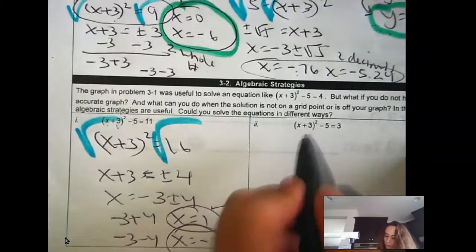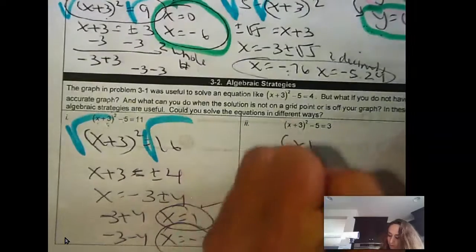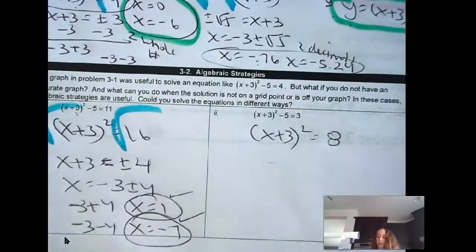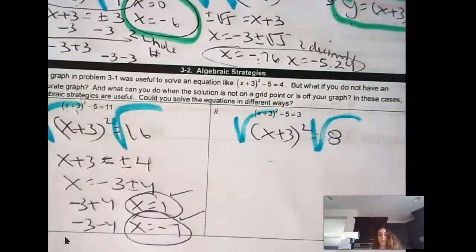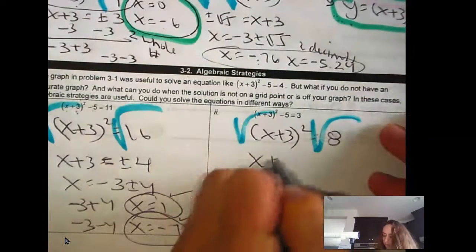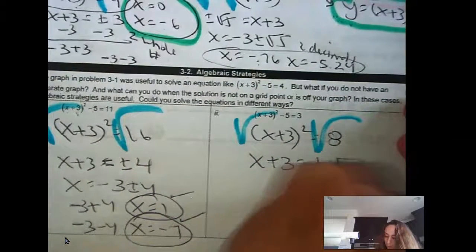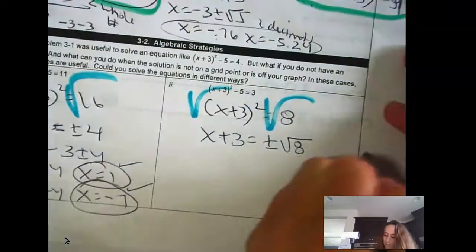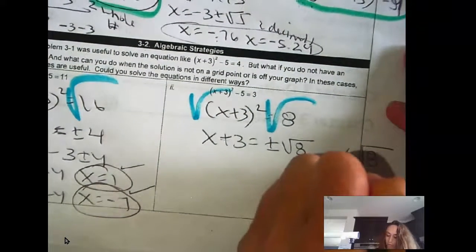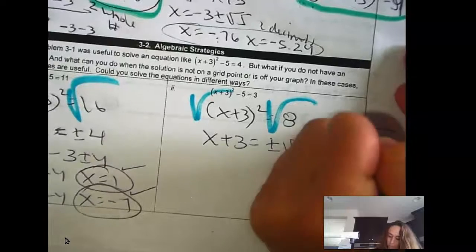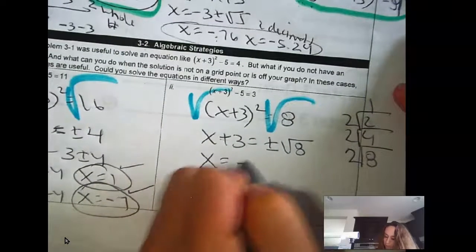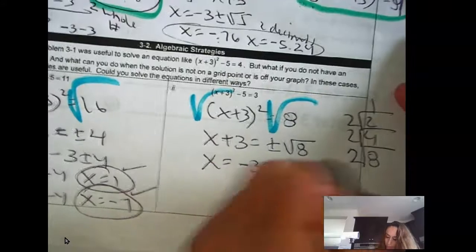Let's do this one. What would I do? Add 5. And I want you to be careful on this one because I saw some of you make this mistake on your quiz that I'm not happy with. I do not want you to leave it like this. I do not want you to leave it as a decimal. I need you to birthday cake. So that would be x equals -3 plus or minus 2 rad 2.